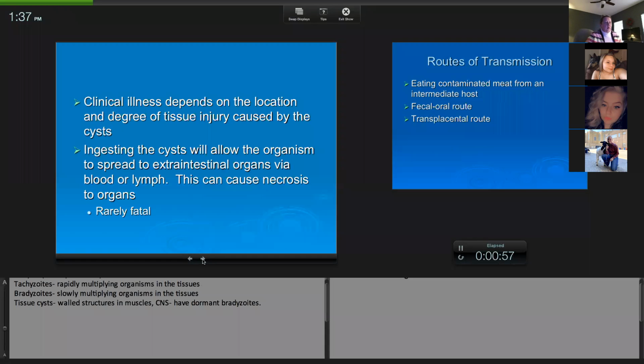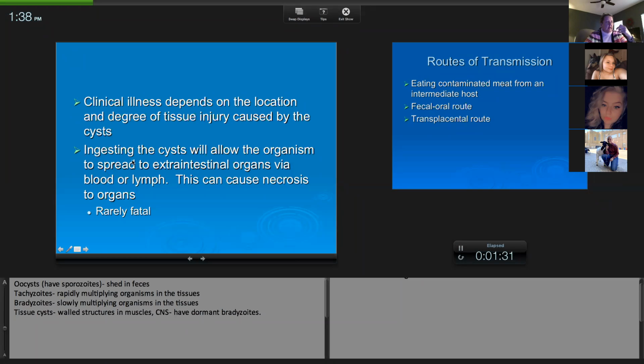Now, the problem with toxoplasmosis is that clinical illness depends on where. These cysts that form with toxoplasmosis tend to live in the tissues and can embed in the tissues. Obviously, if they have a higher burden, it can cause inflammation within the tissues, and it depends on the degree of injury. So a higher burden is more likely to show more clinical signs.